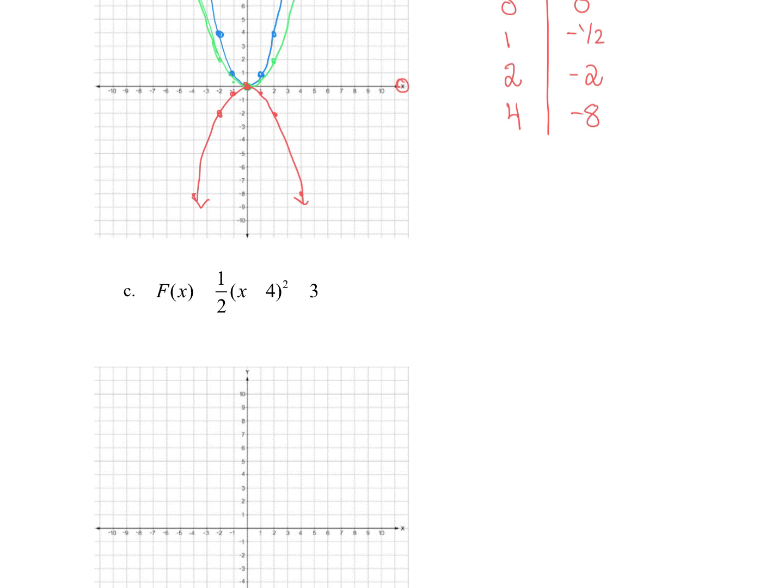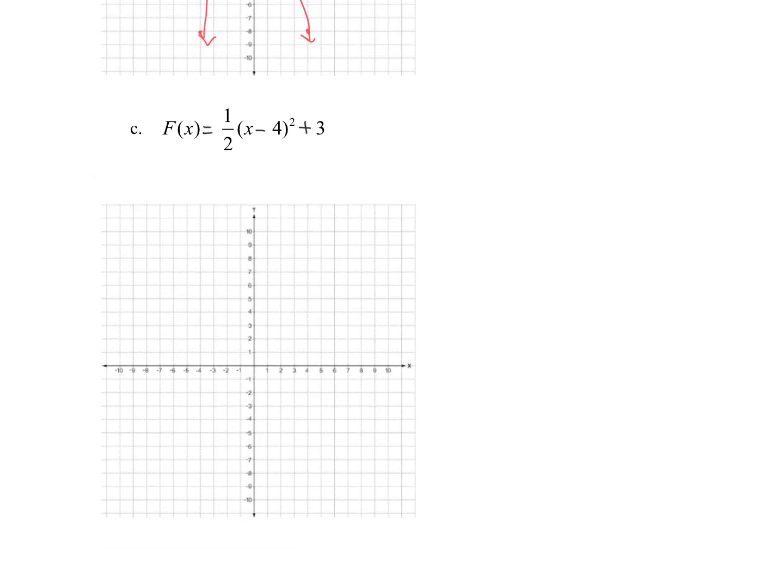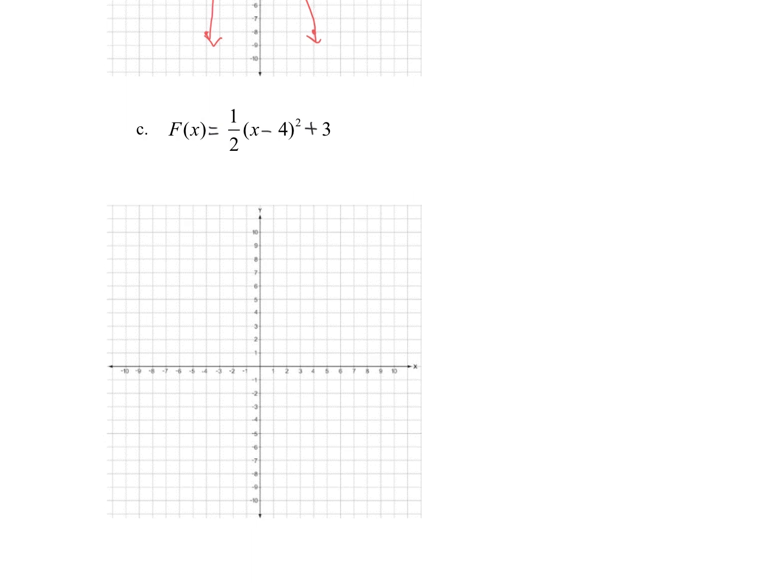I don't know what happened when I made this. All the signs are gone, so let me write the signs in really quick. Equals, positive 1/2, minus, plus. Okay, so we're going to graph this one. Luckily for us, this one's already in vertex form. Remember, it's supposed to say a(x minus h) squared plus k.